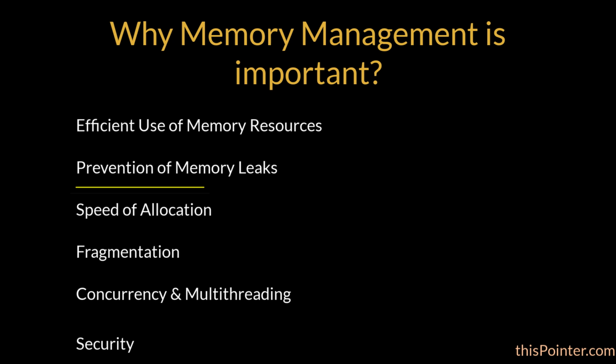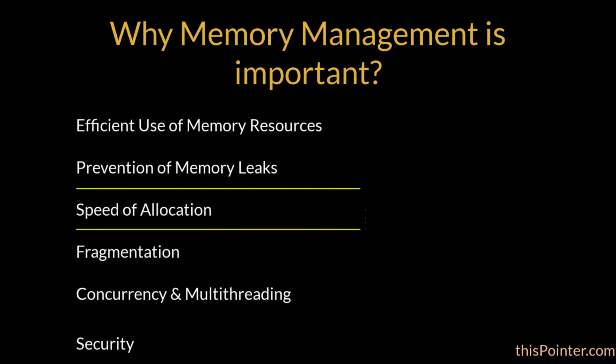The second point is prevention of memory leaks. A memory leak occurs when a program allocates memory on the heap, either by using the new operator or the malloc or calloc functions from old C style, but fails to deallocate it. A memory leak can cause the application to slow down or even crash. Efficient memory management is necessary to avoid memory leaks.